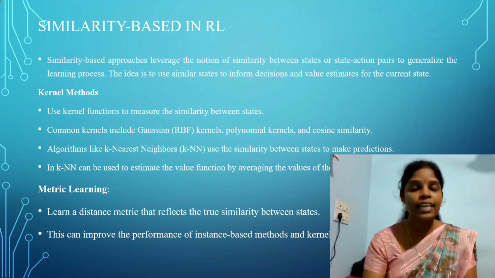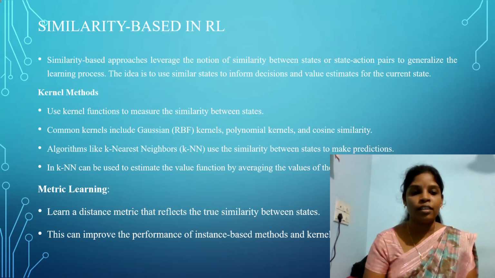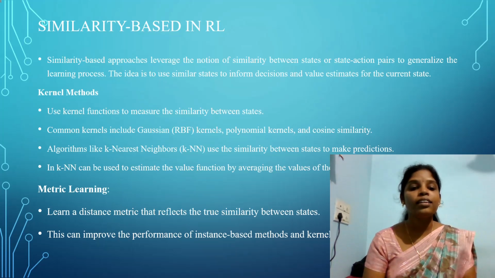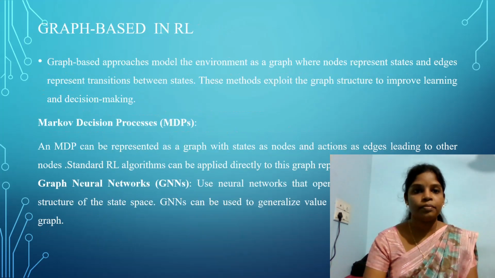The value function is over state and action: V of s comma a, the value of the K nearest states. Kernel methods are used to implement metric learning. What does metric learning mean? Learn the distance metric that reflects the true similarity between states, the state-action pair and the current state. These similarities are reflected between states. This can improve the performance of instance-based methods and kernel-based methods.